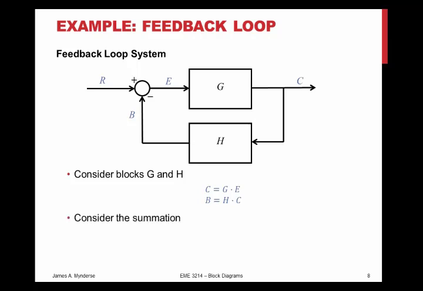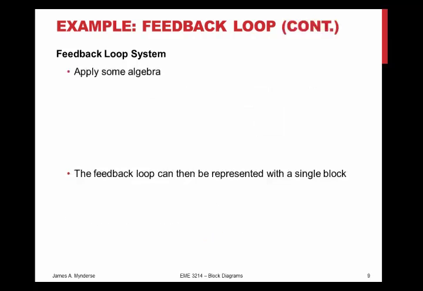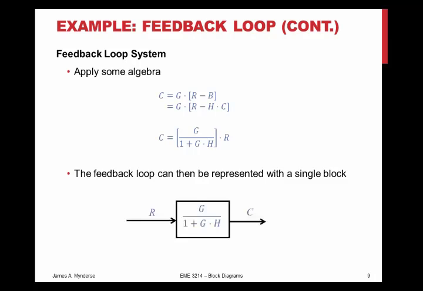So if I look at the summing node then, E, the error, is R minus B, and if I do just some basic algebra, C is equal to G times the quantity R minus B, and we know that B again is H times C. So rearrange it, and C, the output, is G over 1 plus GH times R. So that's a single block. R goes in, C comes out, and the function is G over 1 plus GH.